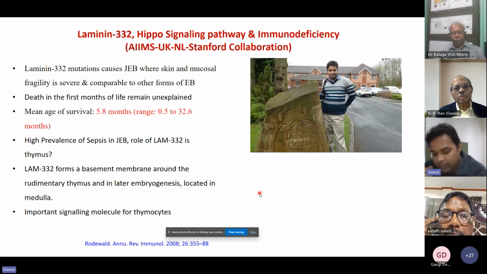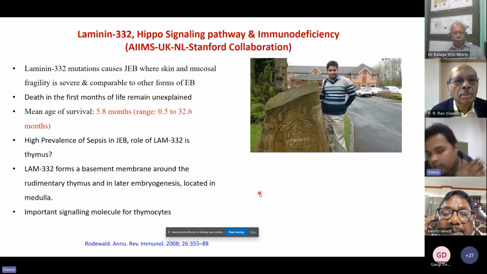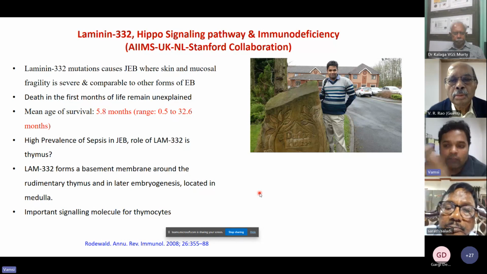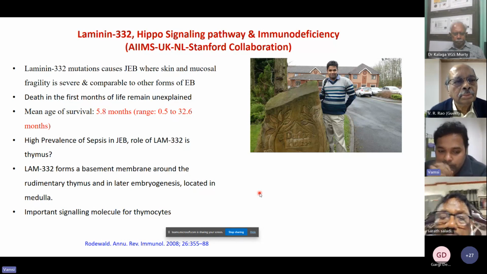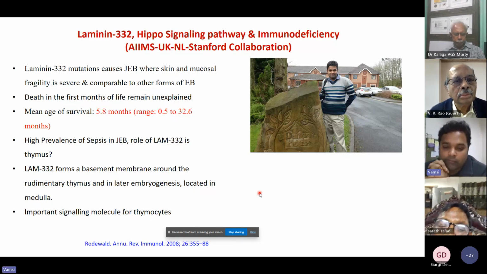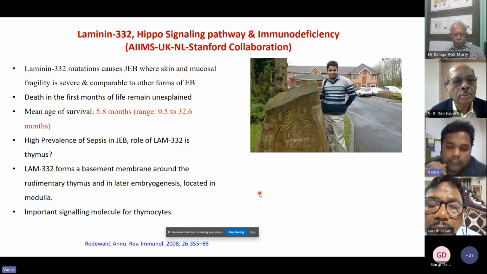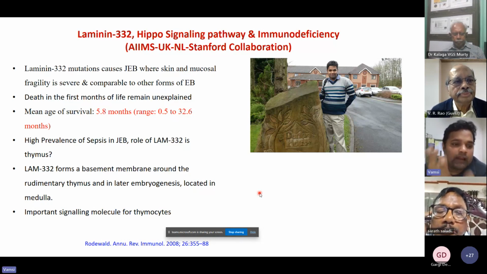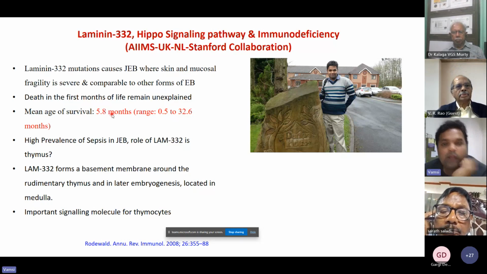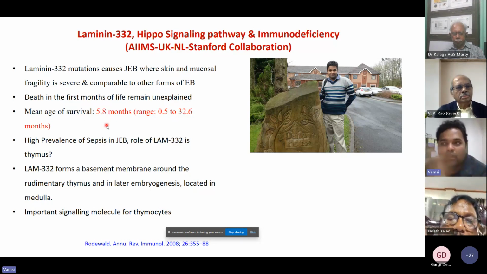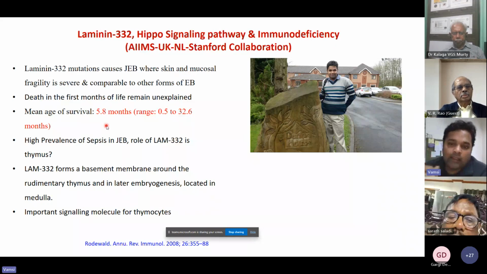While that has been happening, the other component is all the diagnostic side. From the research side, junction EB, as I said before, most of the patients die by 6 months of age. The mean survival is calculated to be around 5.8 months. There is a high prevalence of sepsis. We really don't know why they die.